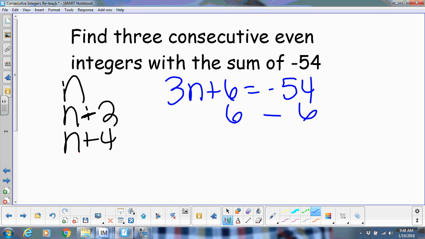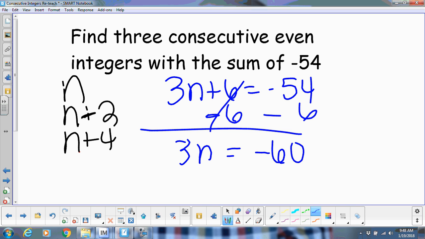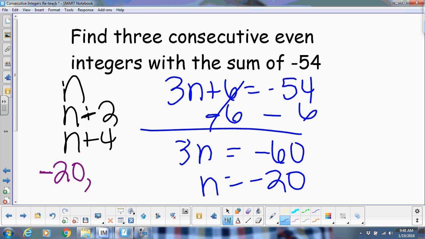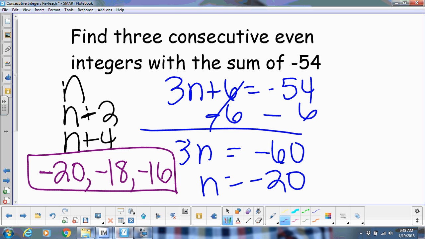All right, know your integer rules right here, y'all. Signs are the same, so we add and keep the sign. So that makes n equal to negative 20. All right, now pay attention because some of y'all messed this up. Negative 20 is your first one. When you add 2 to negative 20, it gives you negative 18, not negative 22. So correct that if you have that wrong. And then negative 16.